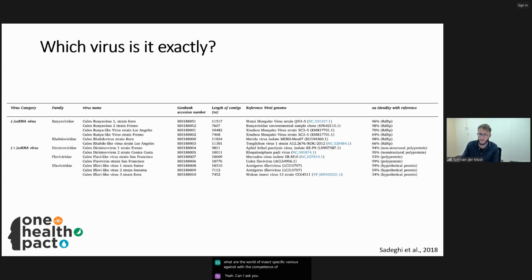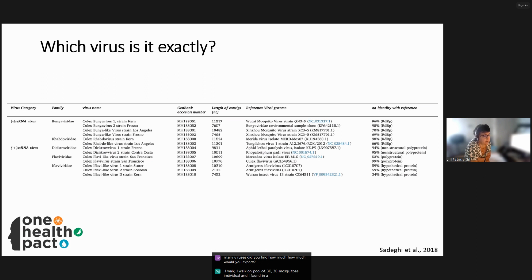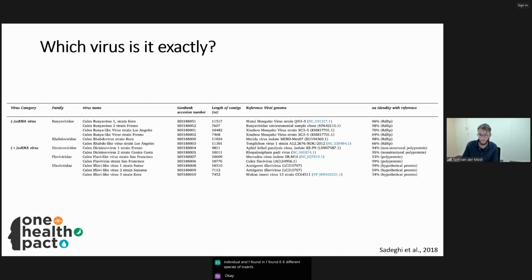Can I ask you one thing though? How many viruses did you find? How much would you expect? I work on a pool of 30 individual mosquitoes, and I found six different species of insect viruses. Okay. Yes, that's very cool. But first we did the NGS analysis from the pool, and then I did a PCR detection.